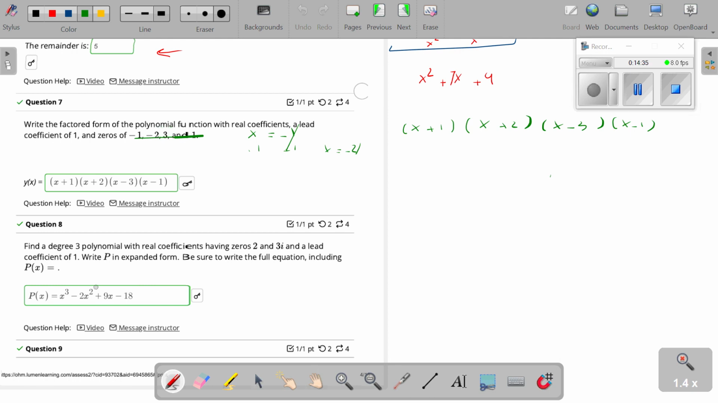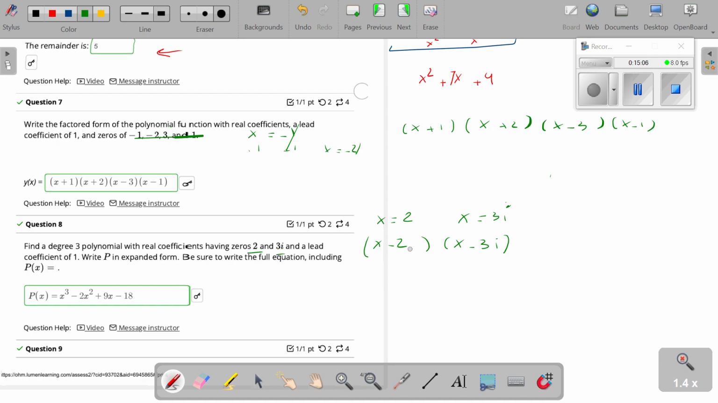Okay, let's look at the next question. Find the degree 3 polynomial with real coefficients that have zeros that are 2 and 3i. So one of the zeros is 2. So the factor that created the zero is x minus 2. You already know that. The other zero is x equal to 3i. So if I move 3i to the left side, it's going to be x minus 3i.